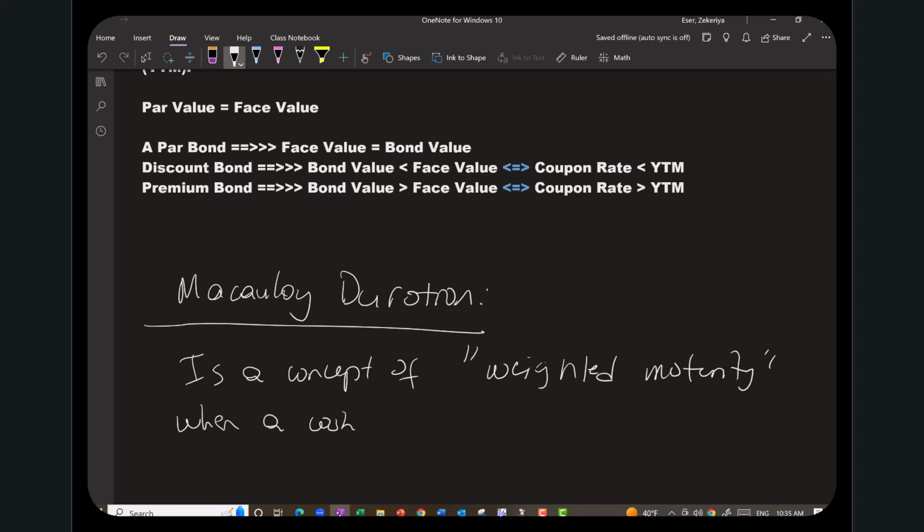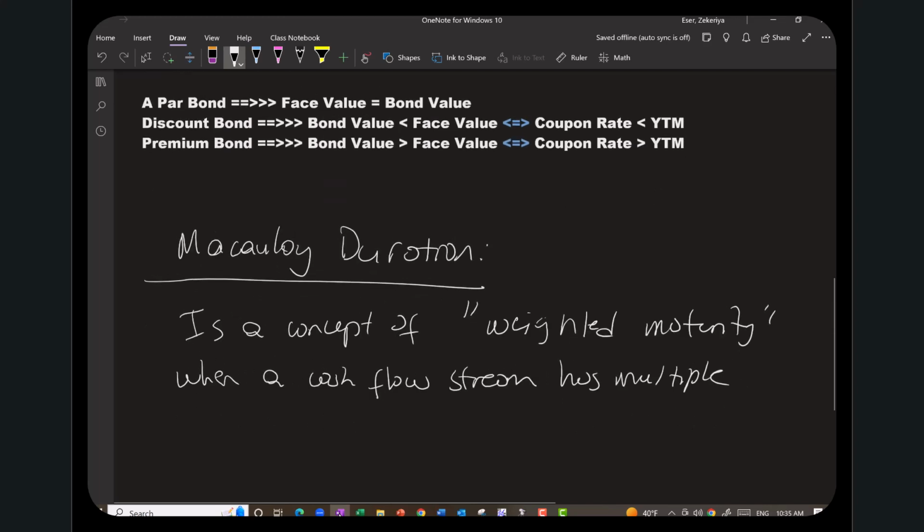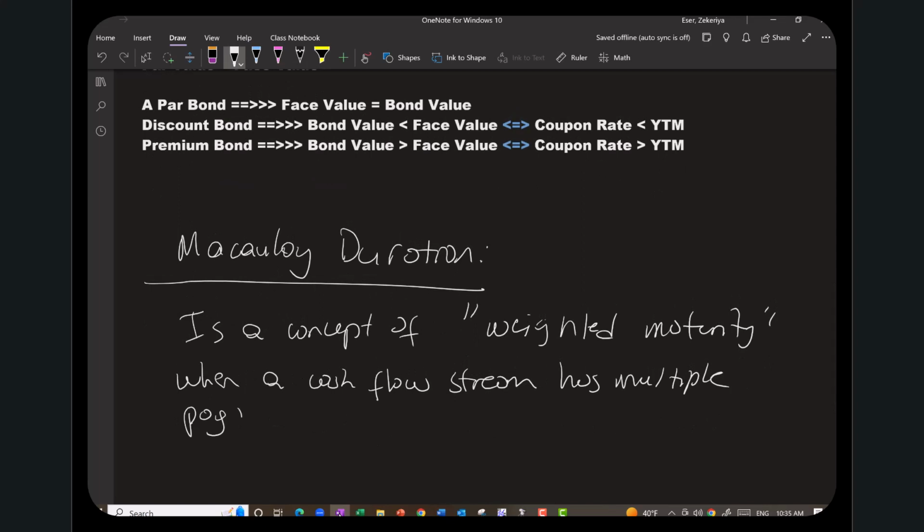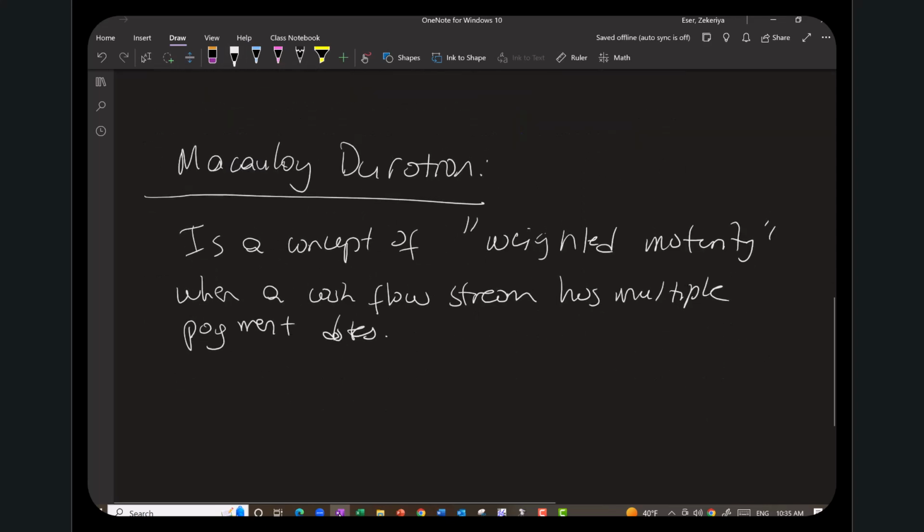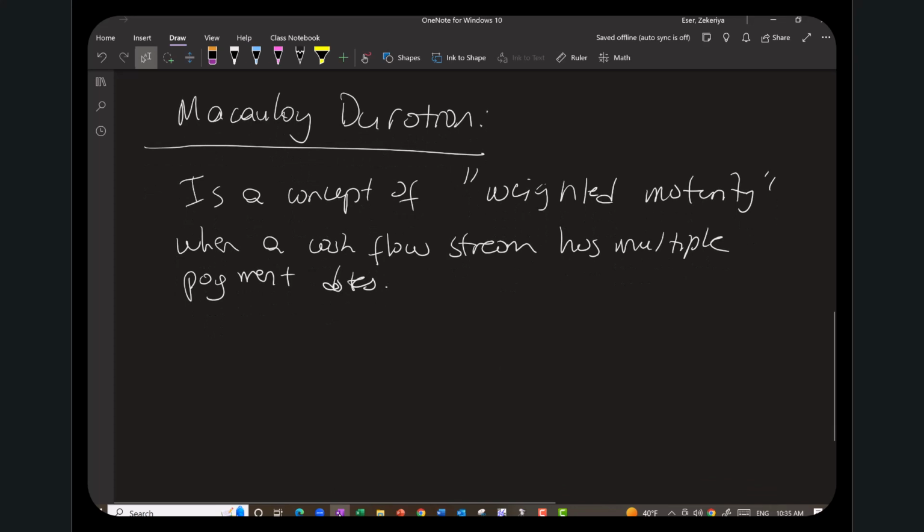A cash flow stream has multiple payment dates. We will actually write a VBA function to calculate it. We can do it on the sheet, but you're going to see that I'm going to do both on Monday. But doing it with the VBA is a lot more civilized. And you know what I feel about civilization.